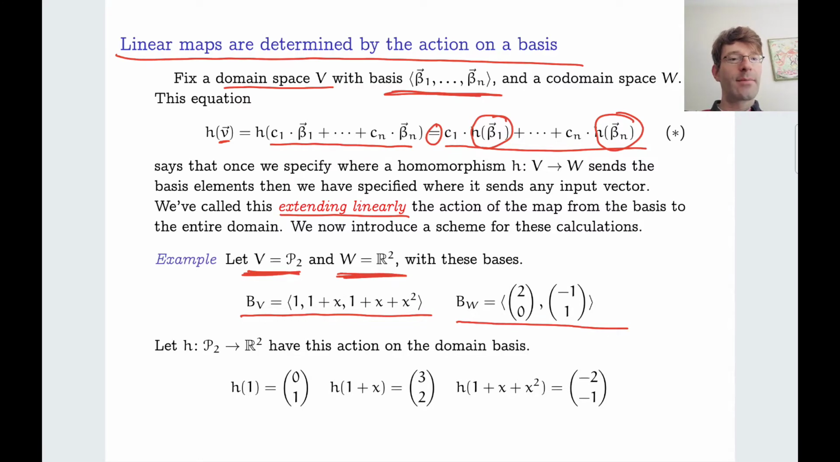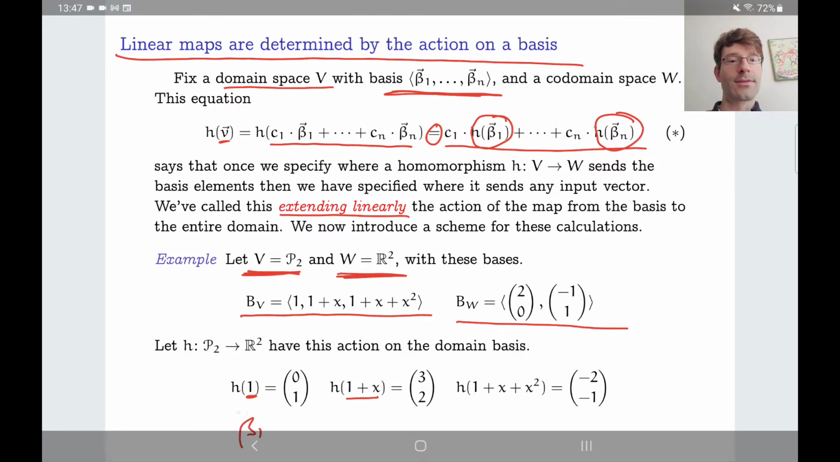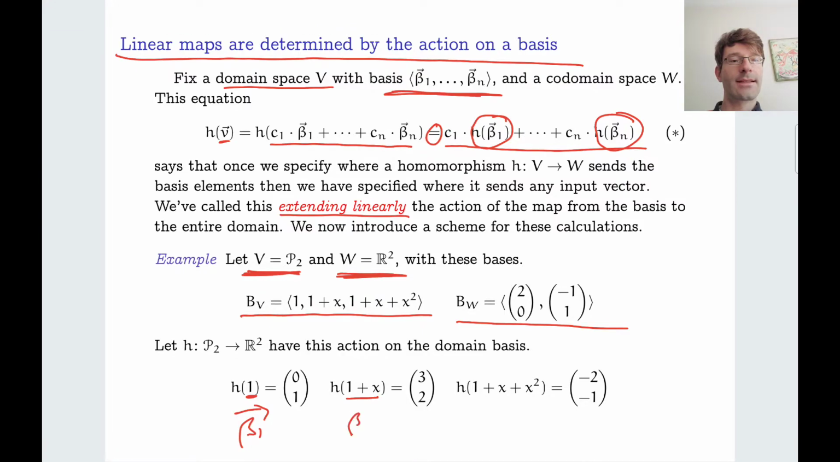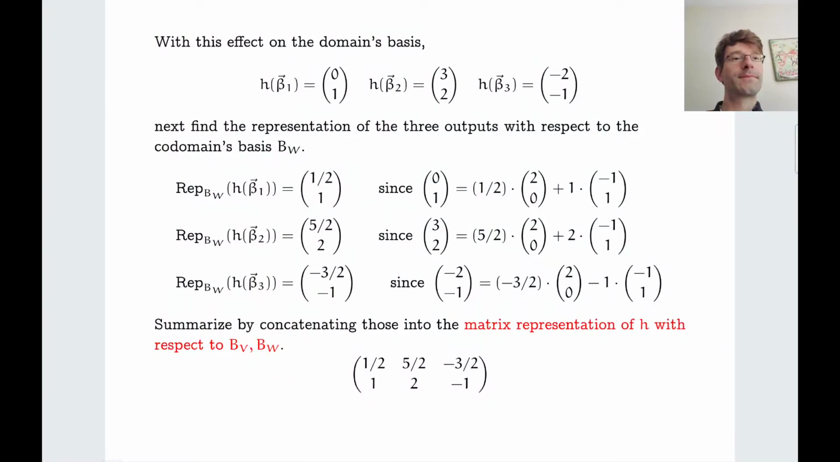Now we fix some random linear map, and as I just explained, we can do so by simply fixing its action on the input basis. So 1 here is also beta 1, and 1 plus x is beta 2 on the next slide, and 1 plus x squared is beta 3. So if we fix what h does on these beta i, we have fixed the whole of h, as I've just explained.